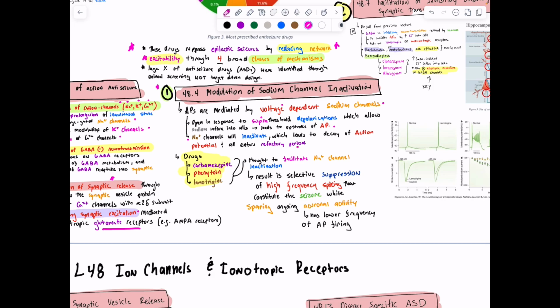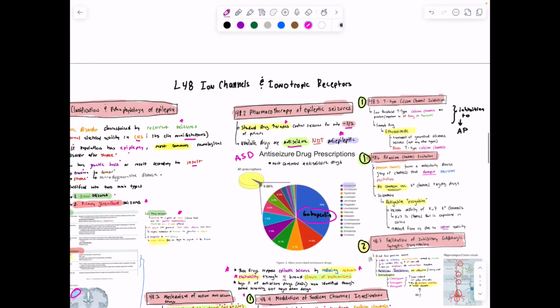So can we make sure that the sodium channel stays inactivated for slightly longer, such that you have less action potentials overall? And we have a number of drugs that do this. The first is carbamazepine, and then phenytoin, and then lamotrigine. And those are thought to make it easier to do sodium ion channel inactivation. The result is a suppression of high-frequency spiking that would constitute a seizure while sparing regular neuronal activity. So lower frequency of action potential firing, but carbamazepine, phenytoin, and lamotrigine act on the sodium channels to make it easier to inactivate them.